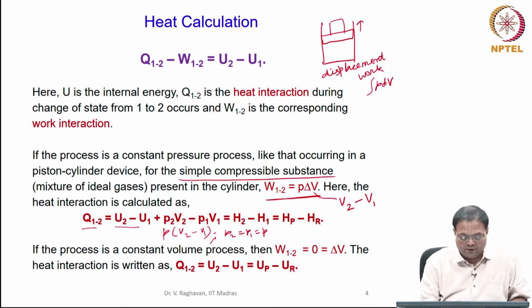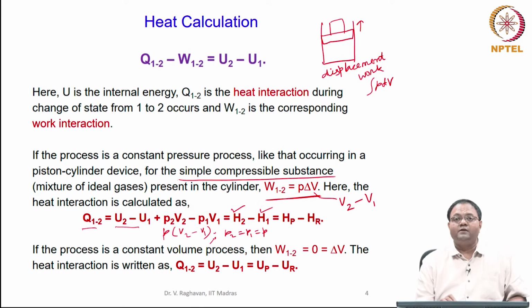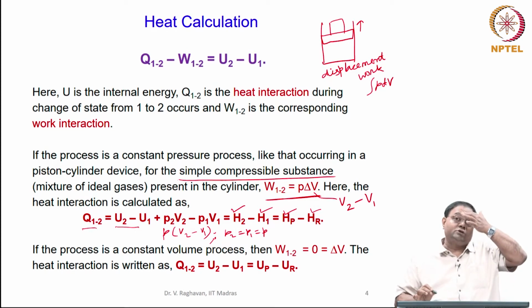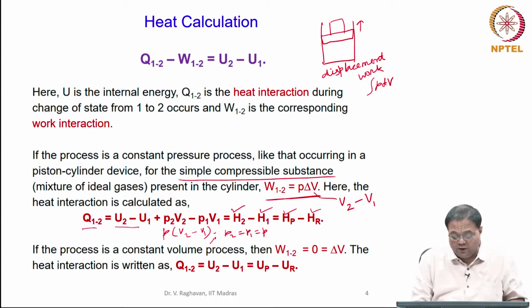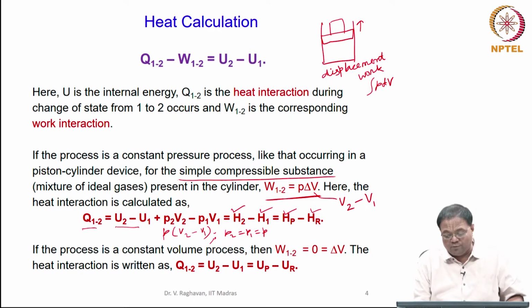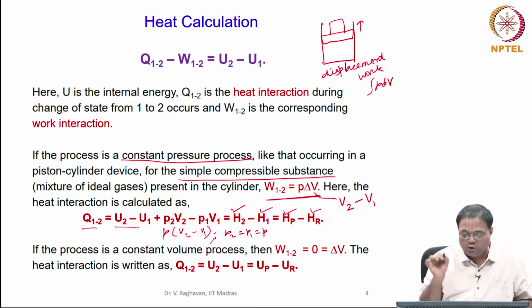Why am I doing this here? Because I am going to club U2 plus P2 V2 and U1 plus P1 V1, and as per the definition they are the enthalpies. So, U2 plus P2 V2 will be H2 and U1 plus P1 V1 will be H1. H2 minus H1, the final state enthalpy minus the initial state enthalpy, is the enthalpy of the product mixture minus the enthalpy of the reactant mixture. That will be the heat interaction if the combustion occurs during a constant pressure process.